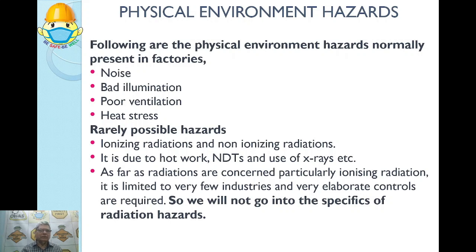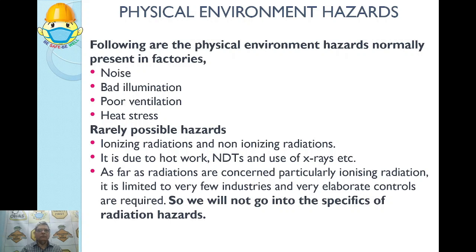So, what are those? First is noise, second is bad illumination, third is poor ventilation, and fourth is heat stress. Now, there is another rarely possible hazard, that is ionizing radiations and non-ionizing radiations. Generally, non-ionizing radiations are the ultraviolet rays or infrareds, and ionizing radiations are alpha, gamma, beta rays, X-rays, laser, etc. The meaning is they ionize your body cell plasma. They may cause cancer and many other related diseases.